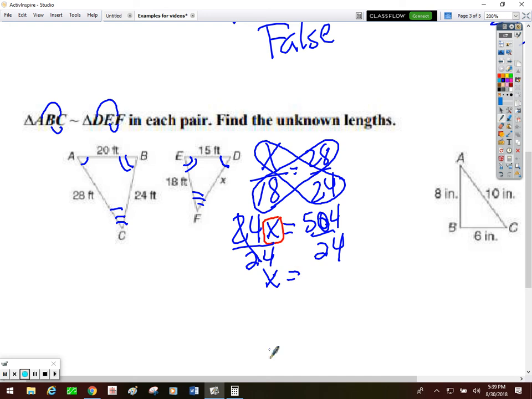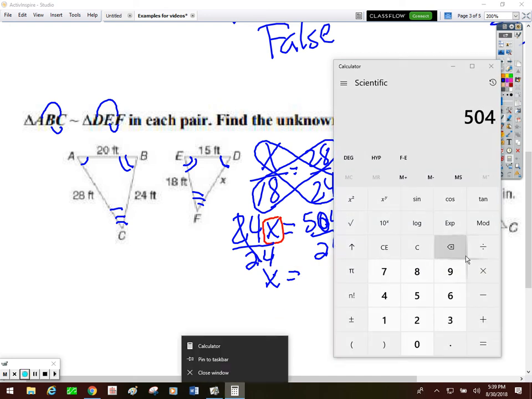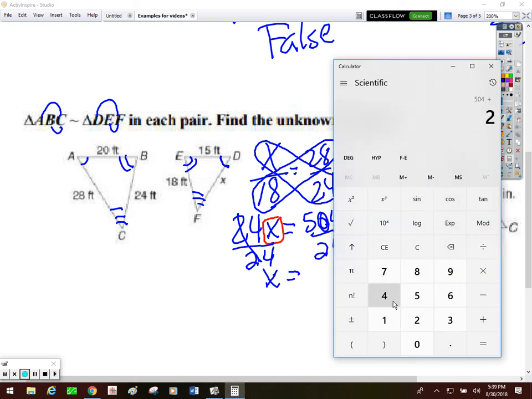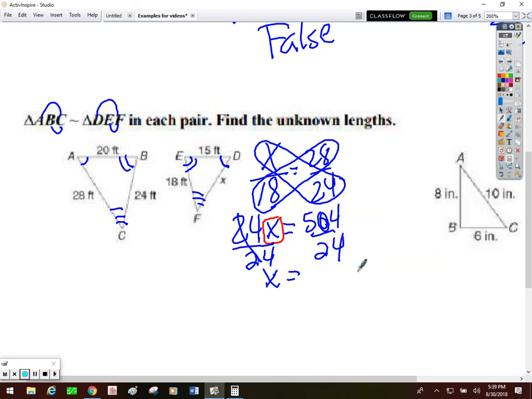Well, now we're going to take our calculator. 504 divided by 24 should give me 21, right? So what that 21 tells me is the side length DF is 21 units long. In this case, it's going to be feet, so it'll be 21 feet long because all of my units are in feet. Okay, so you see how it works? Just take your time and please use this. This is very important. It helps you set up these ratios.